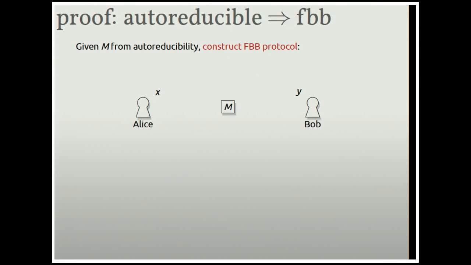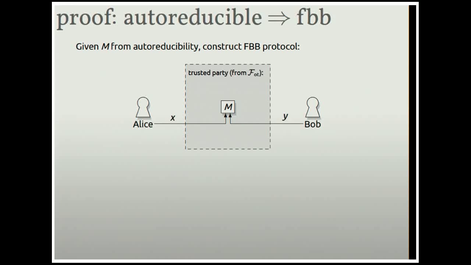So Alice has X and Bob has Y, and this is what they should do. This is where I use the fact that I have a powerful trusted setup. Using the trusted setup, Alice and Bob can achieve the effect of having a trusted third party who does this. So I'll draw the trusted third party in here. Alice and Bob give their inputs to the trusted third party, and he starts running M.